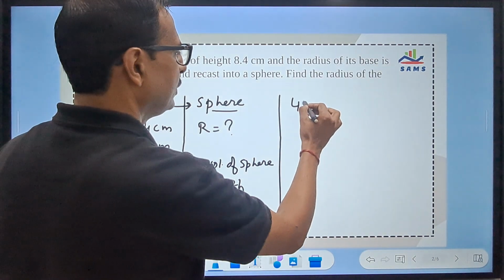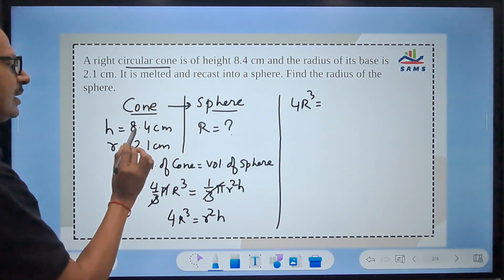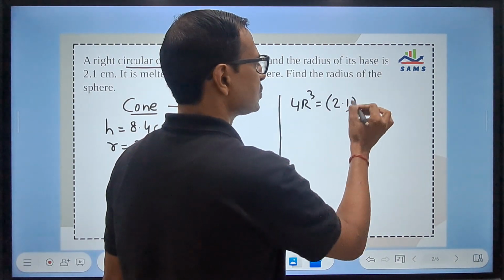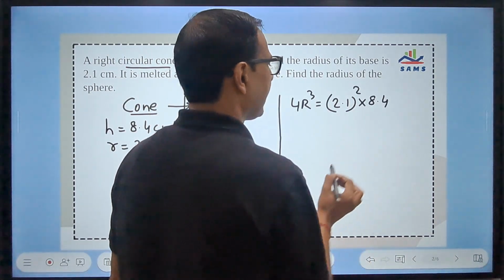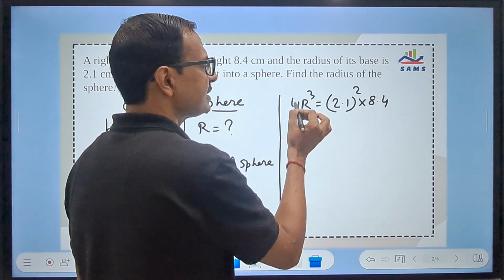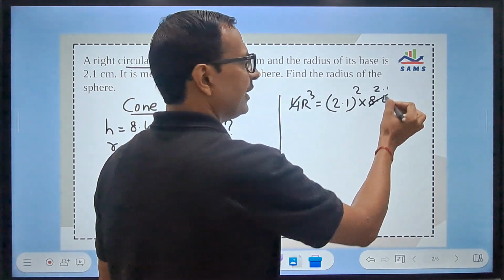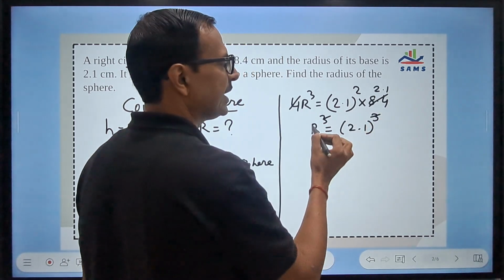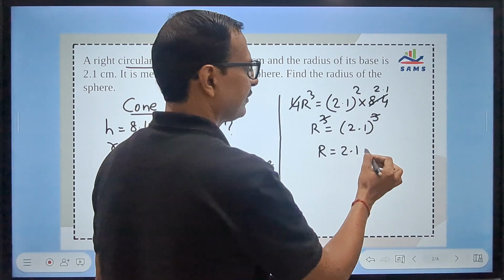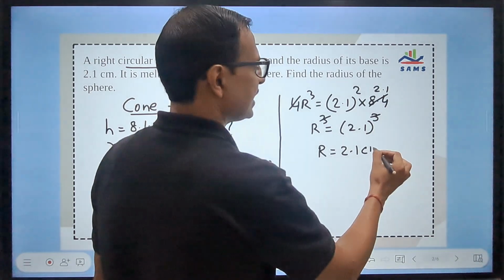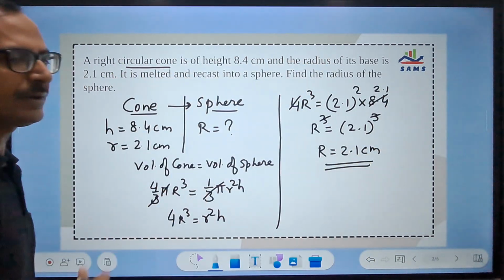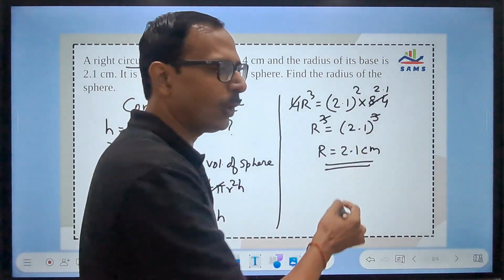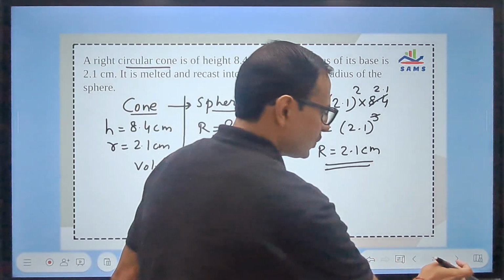So 4 R cube is equal to r square h. r square is 2.1 square, and h is 8.4. So 2.1 square and 8.4. Can I cancel this 4 with this and get a 2.1? So I have my direct answer. See, this becomes 2.1 cube. So the cube cancels out and we have the radius of the sphere as 2.1 centimeter. So calculation is not difficult, it is just about cancelling this 4 and getting a cube on the right hand side. So this is the first question.